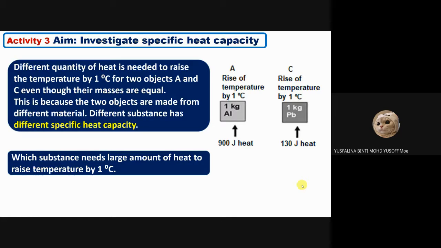Okay, so a different quantity of heat is needed to raise the temperature by 1 degree Celsius for two objects A and C, even though their masses are equal. Just now we ignored the mass. We just took the quantity of heat and also the change in temperature. But for the specific heat capacity, we consider the mass here. So the masses of the two objects that we compare must be the same value.